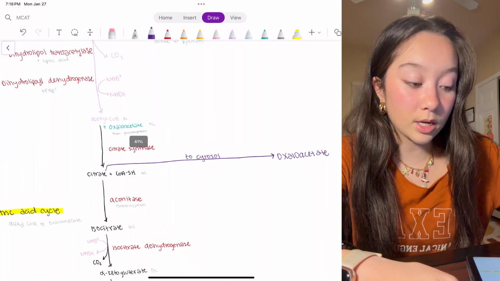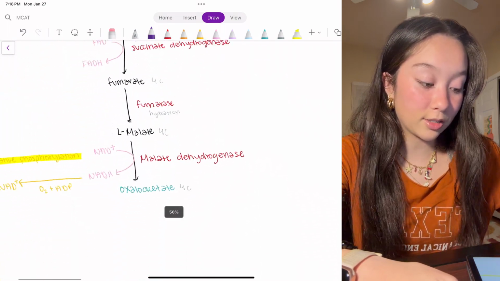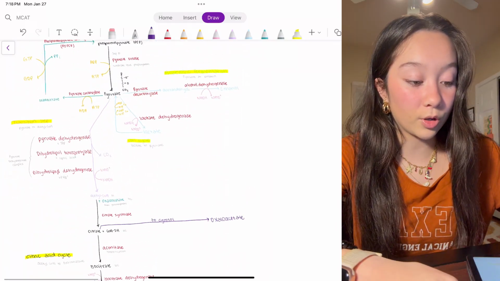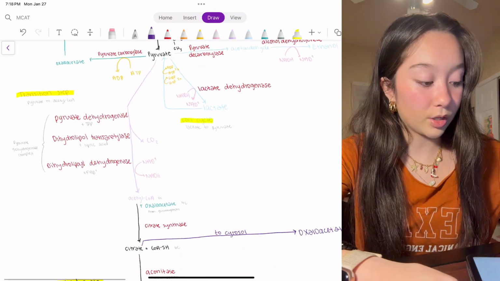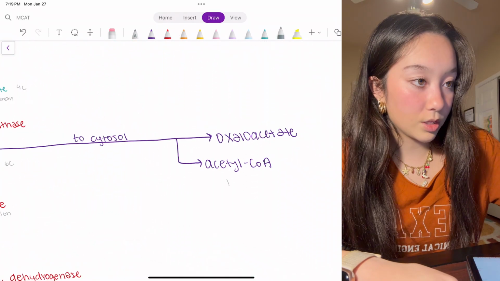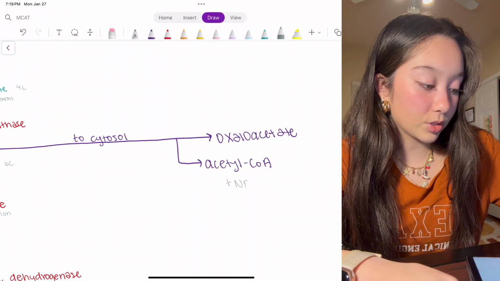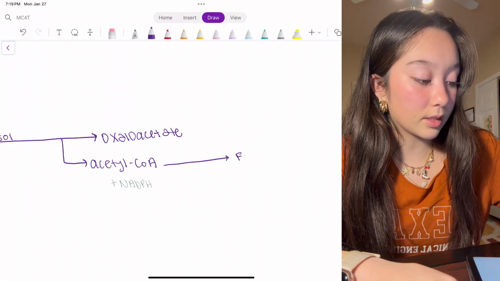We used it at the beginning of the citric acid cycle. We ended with it in the citric acid cycle, and remember, it is also that intermediate for gluconeogenesis. So from here, also make acetyl-CoA as well as NADPH. And this is our fatty acid synthesis.